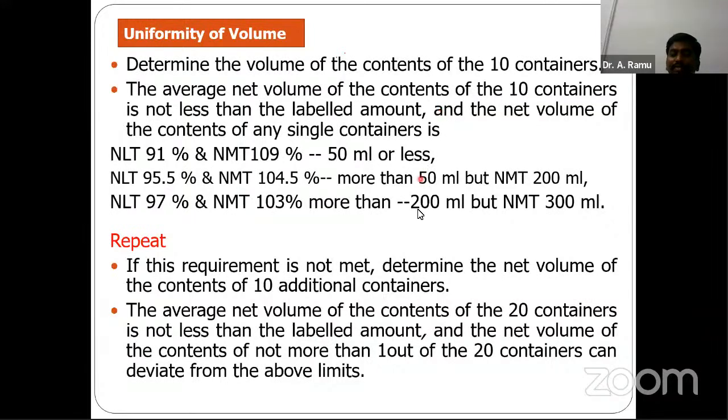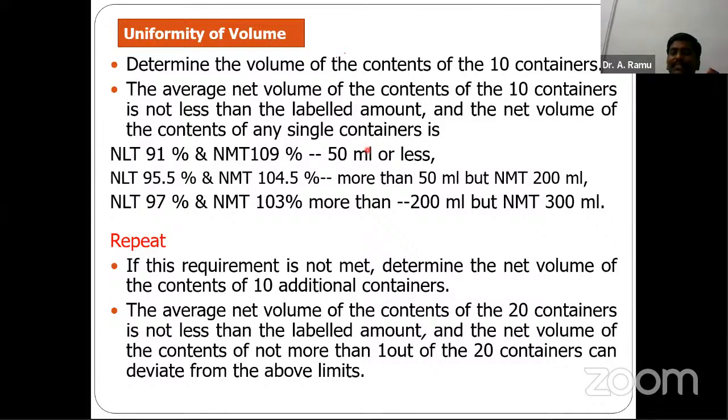103%. So if this requirement is not met, అంటే ఇక్కడ పాస్ అవ్వకపోతే మళ్ళీ 10 కంటైనర్స్ లో రిపీట్ చేయాలి. సో రిపీట్ చేసినప్పుడు ఏంటి అంటే మళ్ళీ 10 కంటైనర్స్ లో రిపీట్ చేసినప్పుడు సో నాట్ మోర్ దాన్ 1, that is 19 out of 20 should be within the limits and one can deviate by means of the limits specified in the above.